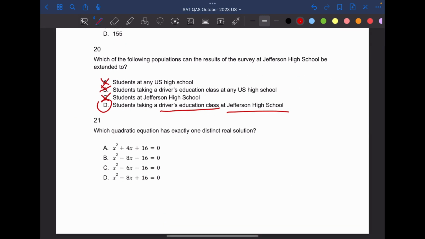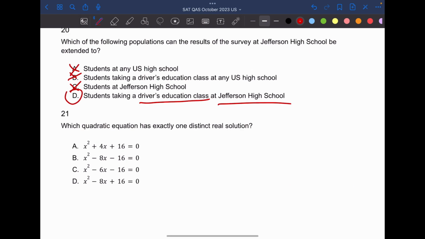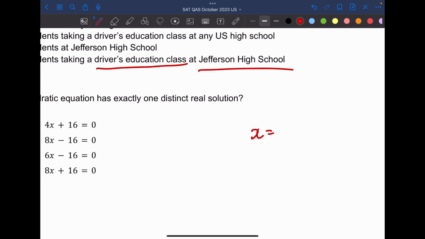Okay, question number 21. Which quadratic equation has exactly one distinct real solution? So if you look at a quadratic equation, the first thing you have to think of is the quadratic formula. So I'm going to write it here. x is equal to negative b plus minus the square root of b squared minus 4ac, all over 2a.